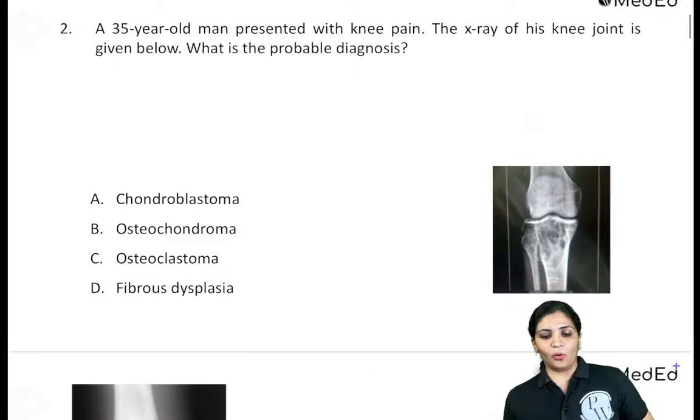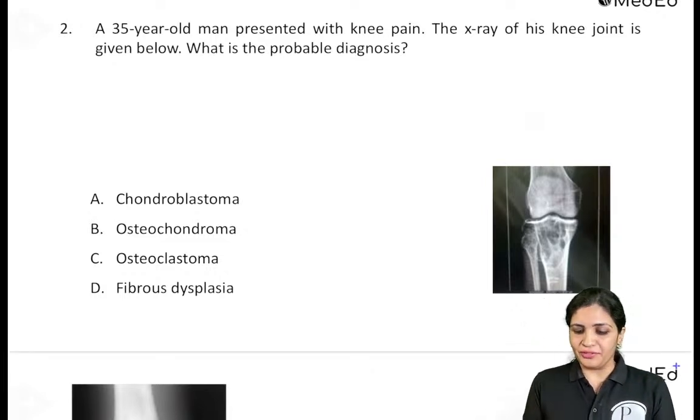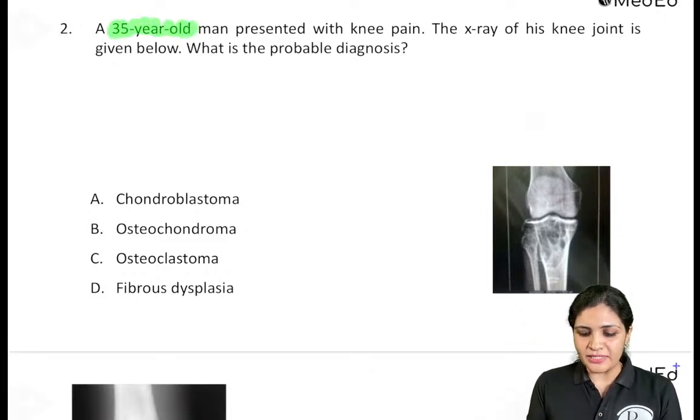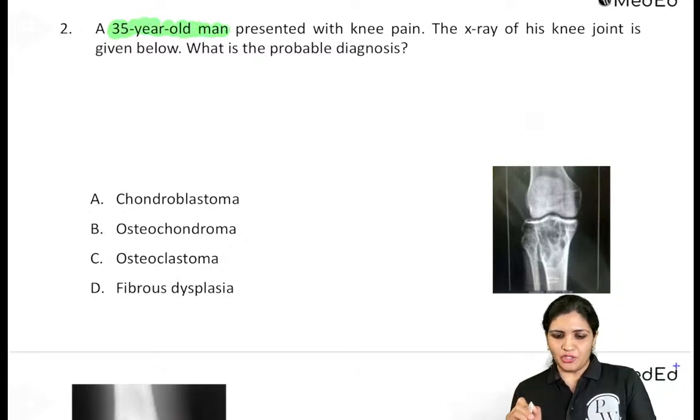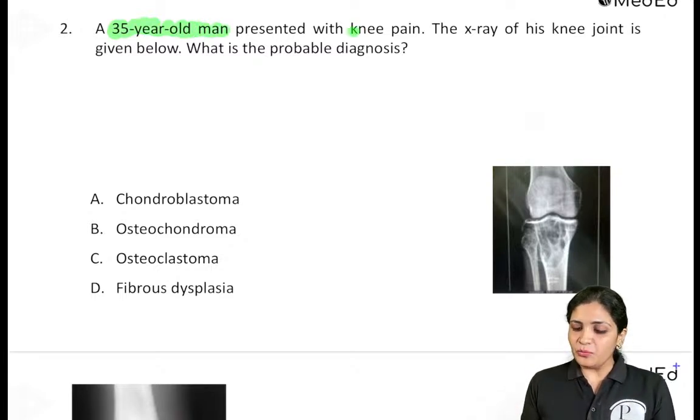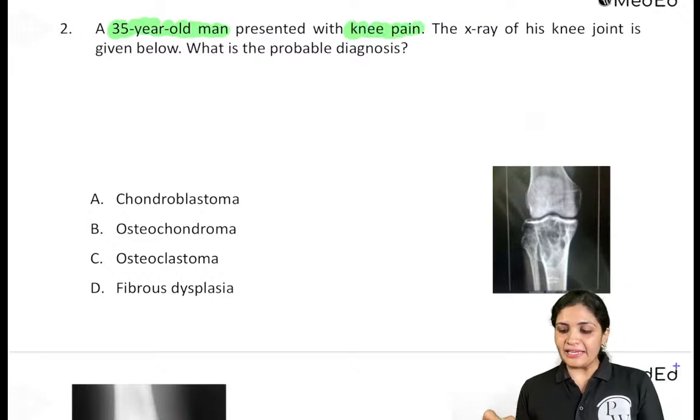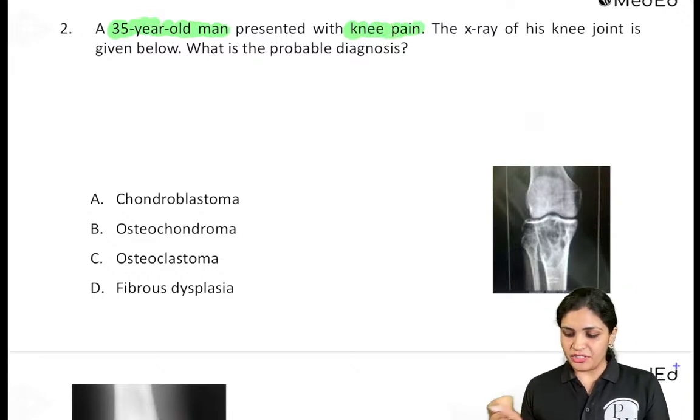A 35-year-old man. So here there is a case of a 35-year-old. Age is always important in case of your tumor. Presented with knee pain, and the X-ray of his knee joint is given below. What is the probable diagnosis?